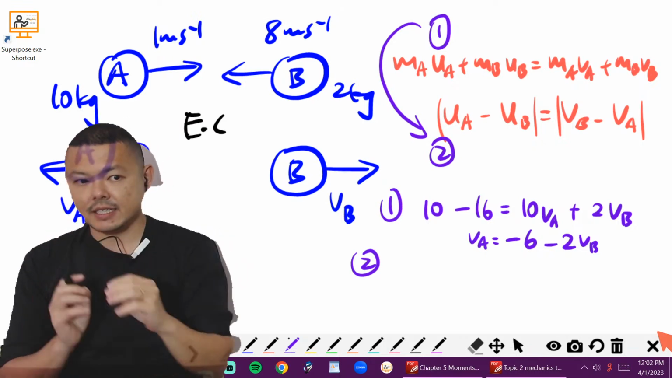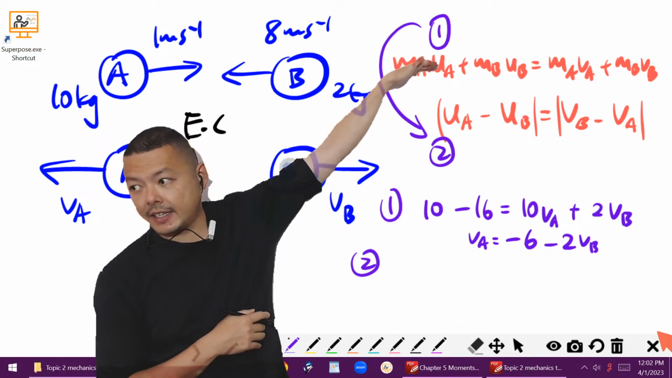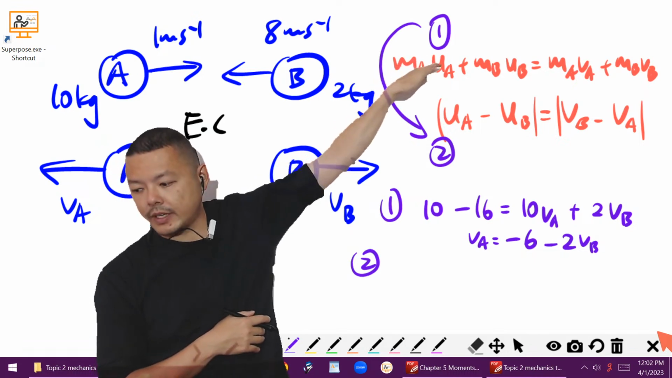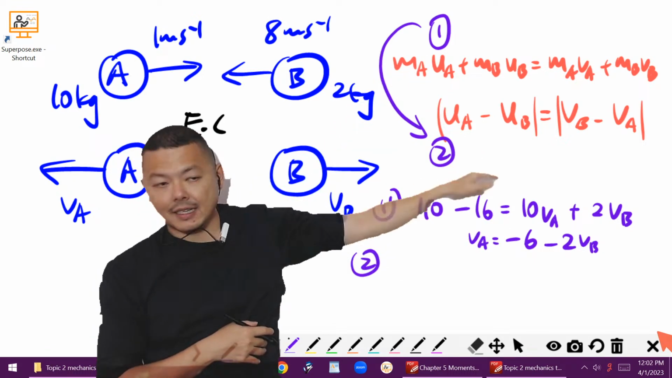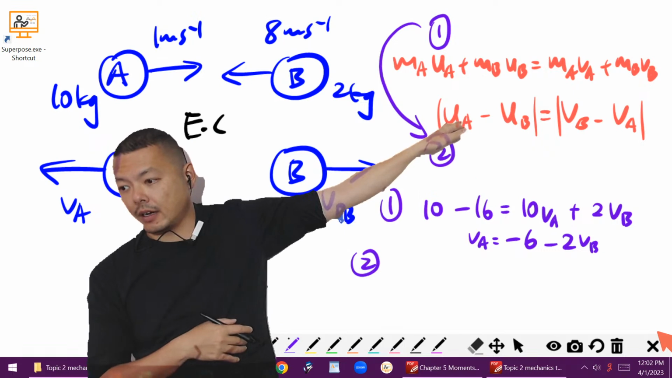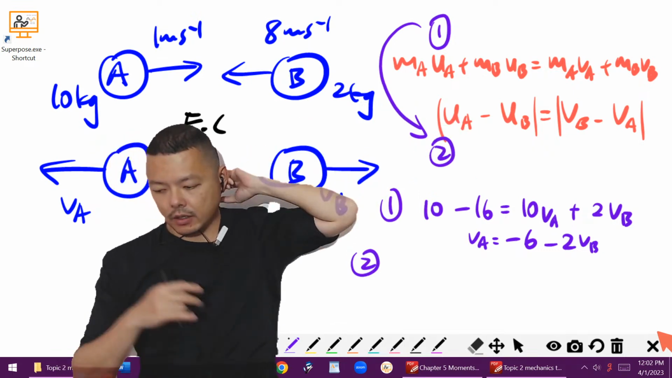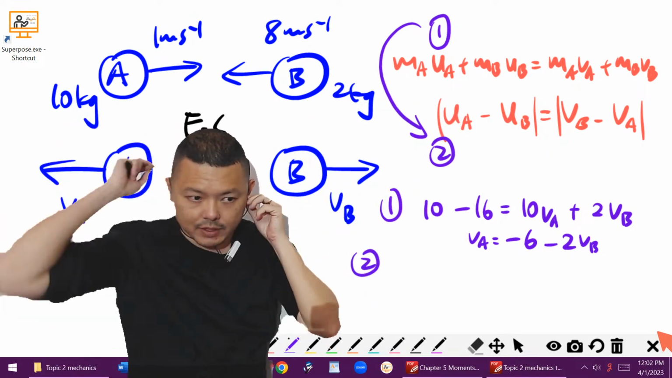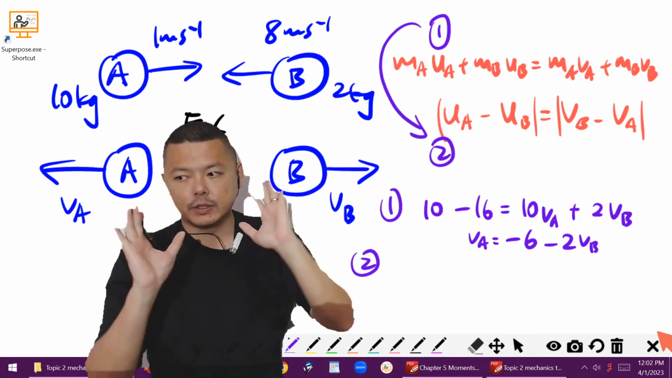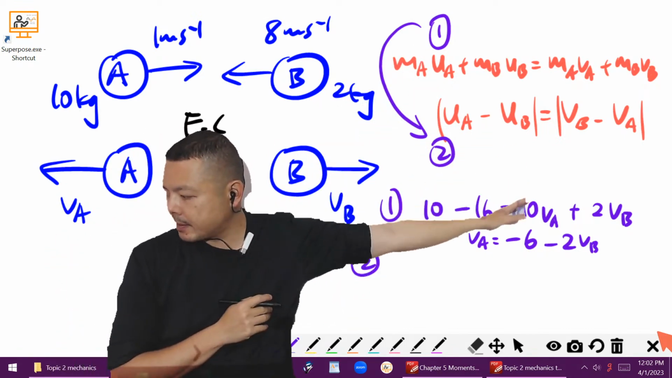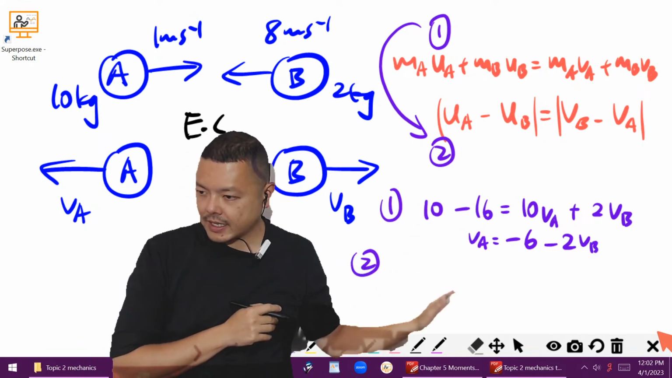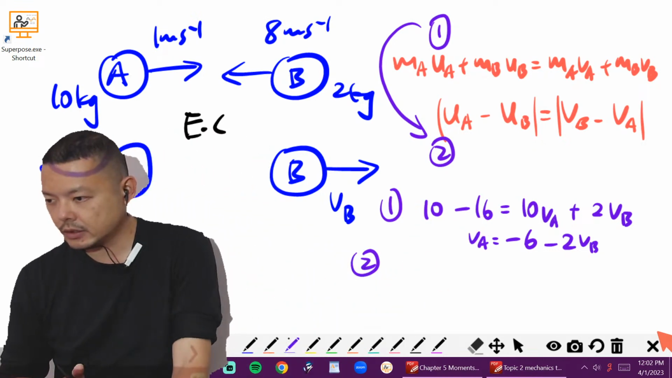The reason is this. The first one is a vector equation. So the first one will tell you the direction very clearly. The second one is a scalar equation, right? So the second one, if you sub a scalar into a vector, you will lose the direction. So if you sub a vector into a scalar equation, you will retain the direction.